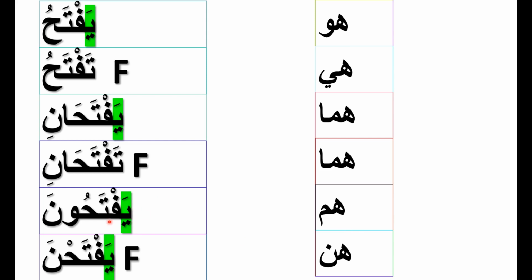هم يفتحون. They open, masculine plural. هن يفتحن. They open, feminine plural. In general, the letter ya at the beginning of the verb is a prefix that indicates you are talking about someone. He opens. يفتح. He opens.